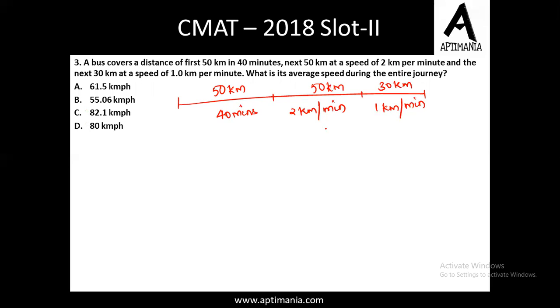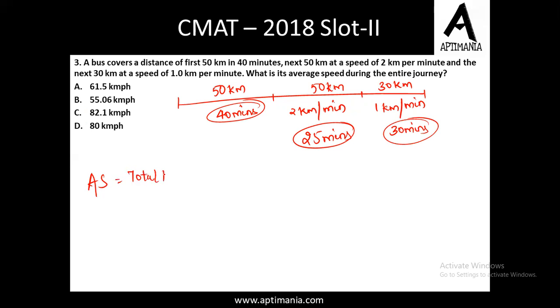So first of all, let's try to calculate the time. If in 1 minute you are covering 2 kilometers, for 50 kilometers we will be taking 25 minutes. And if we are covering 1 kilometer in 1 minute, for 30 kilometers we will be taking 30 minutes. As we know that the formula for average speed is given as total distance upon total time. And in this case, the total distance is 50 kilometers plus 50 kilometers plus 30 kilometers upon total time taken is 40 minutes plus 25 minutes plus 30 minutes.